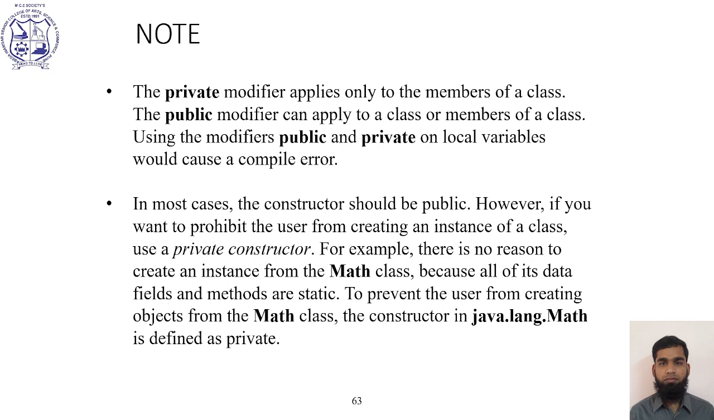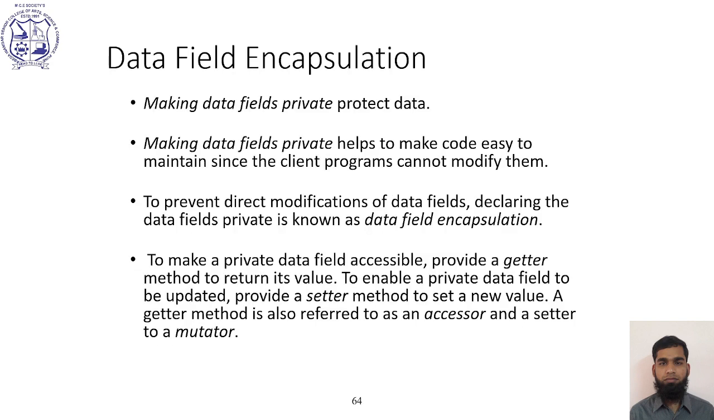The public modifier can apply to a class or members of a class. Using the modifiers public and private on local variables would cause a compile error. In most cases, the constructor should be public. However, if you want to prohibit the user from creating an instance of a class, use a private constructor. For example, there is no reason to create an instance of the Math class because all of its data fields and methods are static. To prevent the user from creating objects of the Math class, the constructor in java.lang.Math is defined as private.